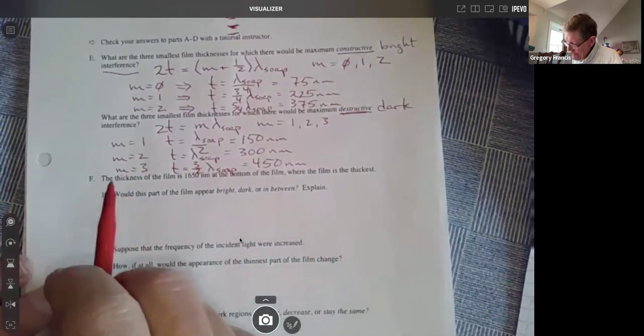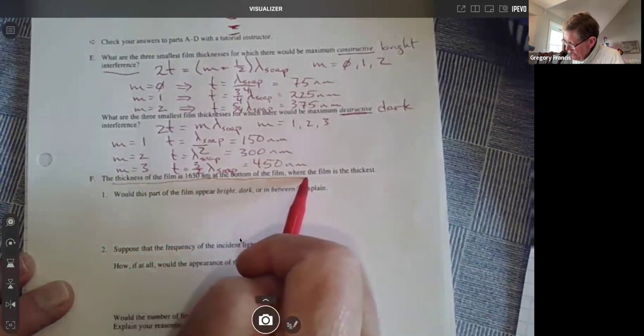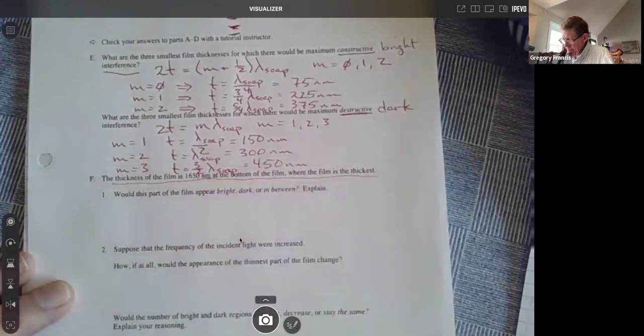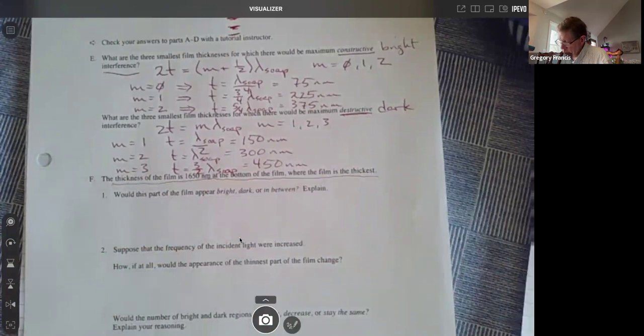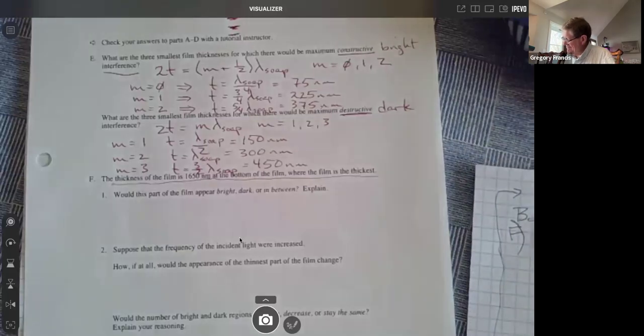We're told that the thickness of the film is 1650 nanometers at the bottom of the film, where the film is the thickest. Would this part appear bright, dark, or in between? Well, let's figure that out. Okay.